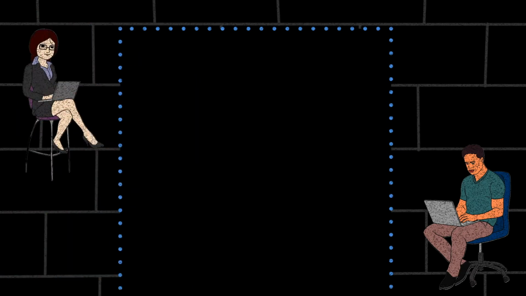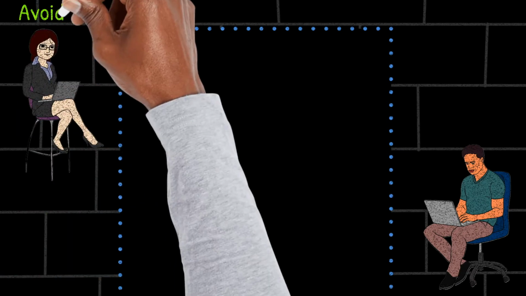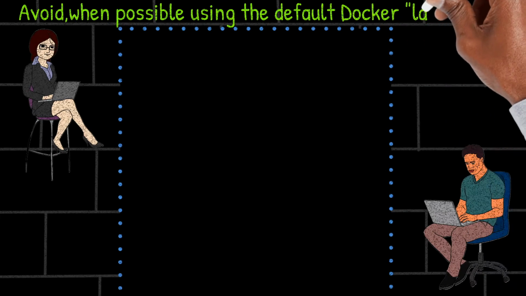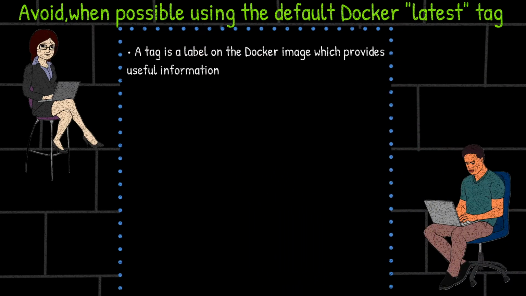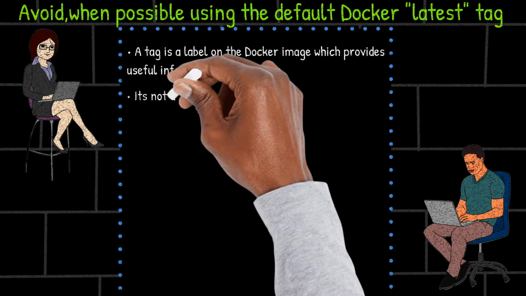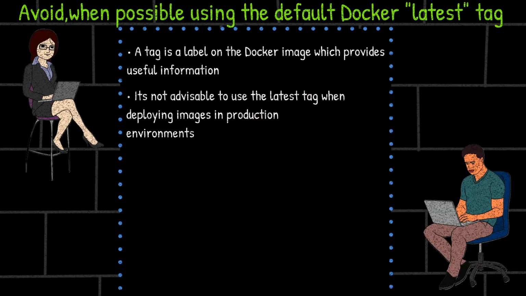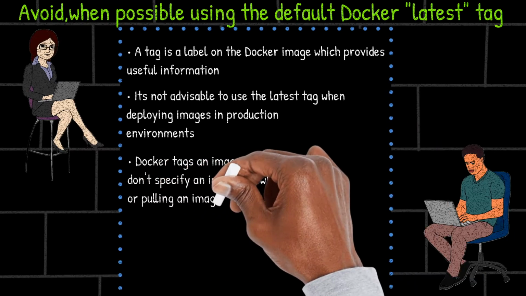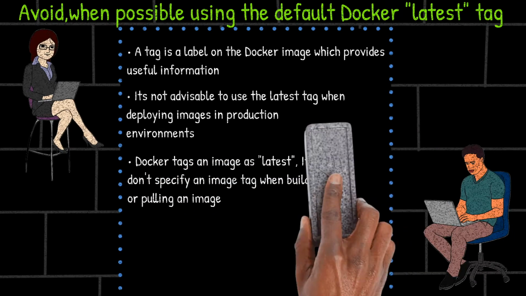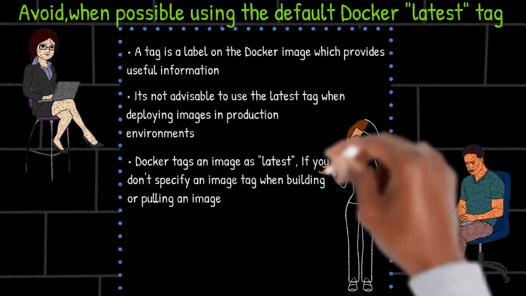So best practice number 1 is avoid, when possible, the use of the default Docker latest tag. Images need to be tagged appropriately. A tag is a label on the Docker image which provides the user of the image with some useful and at times important information about the image or version of the image they are using. It's not advisable to use the latest tag, which is provided by Docker as the default tag, especially when deploying images in production environments. This is because Docker will, by default, tag an image with the latest tag if at all you don't specify a tag when you are building or pulling the image.